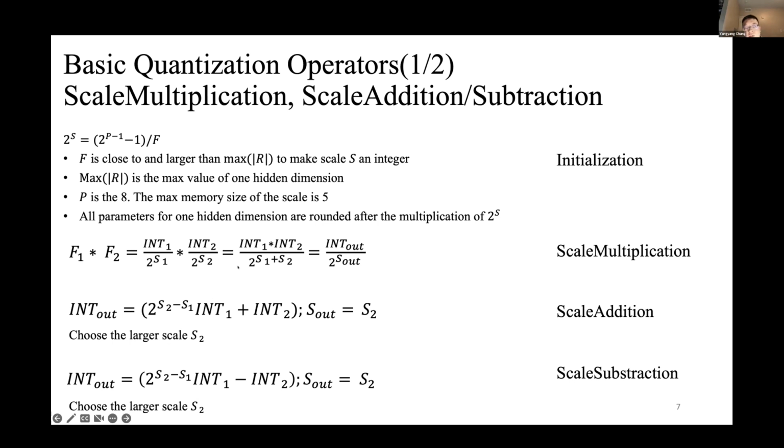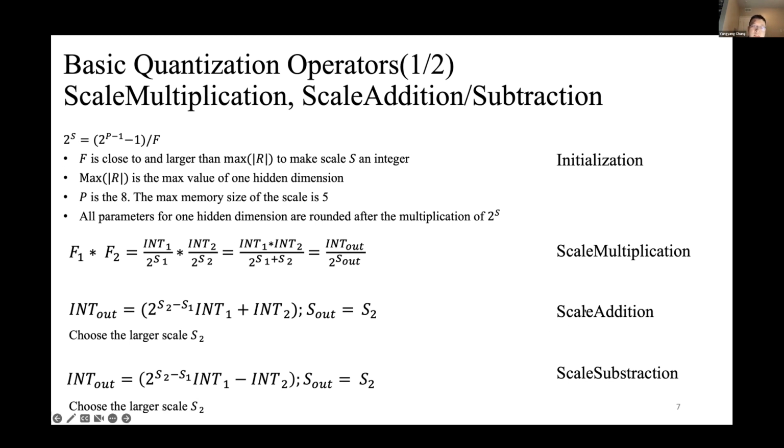Maybe you have questions about why we focus on the power of 2. Because in hardware design, if we can do the 2 over 2 or multiply 2, we can directly do the shift operator. So just shift the bits. It's a very fast operator compared with the multiplication and addition in that design.